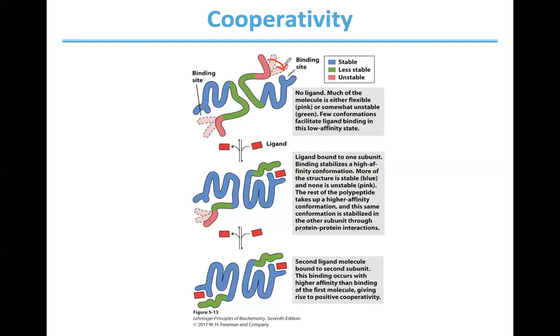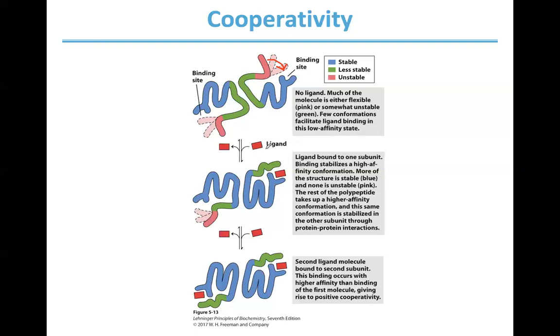Originally, there is no ligand. Much of the molecule is either flexible pink or somewhat unstable green. Now, I'm colorblind, so I don't know which one of these is pink. Maybe this is pink? Is this pink? Yes, thank you. I'm struggling with green, but maybe here. Okay, few conformations facilitate ligand binding in this low affinity state.